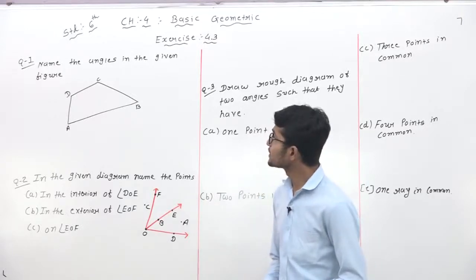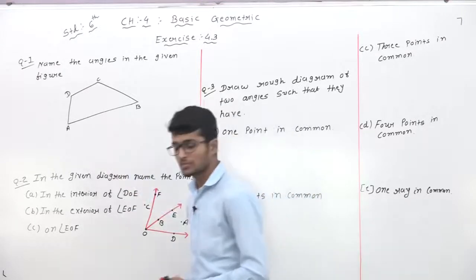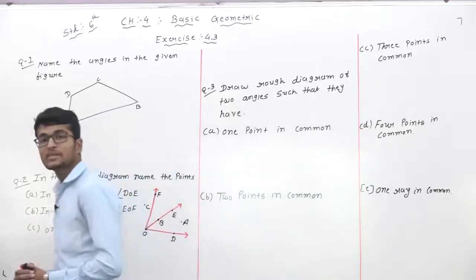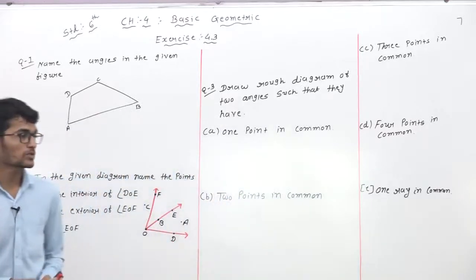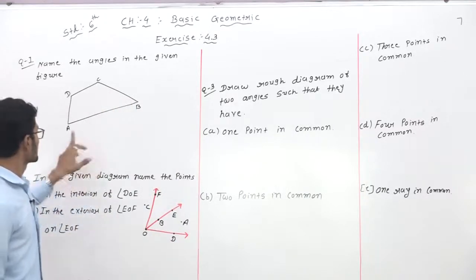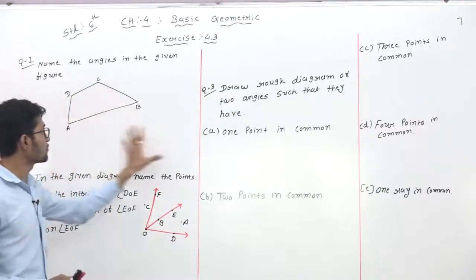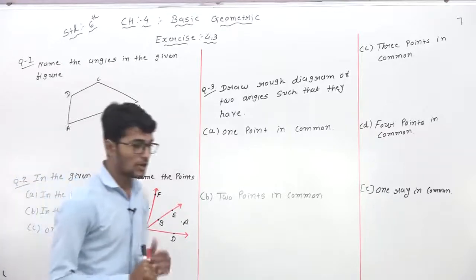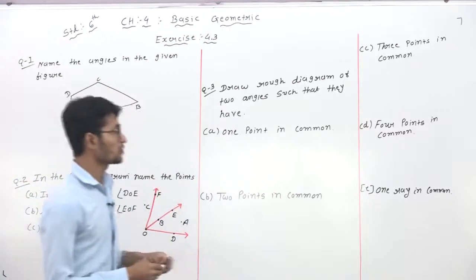Name the angle in the given figure. Here is the given figure, and we name the angles of this figure. So first of all, dear students, how many angles are in this figure? Total 4 angles: A, B, C and D. This means there are 4 angle names here. Now how to write them? So first of all, start, dear students.